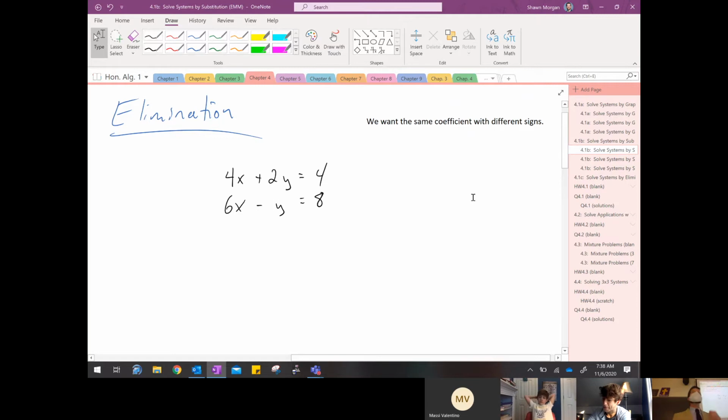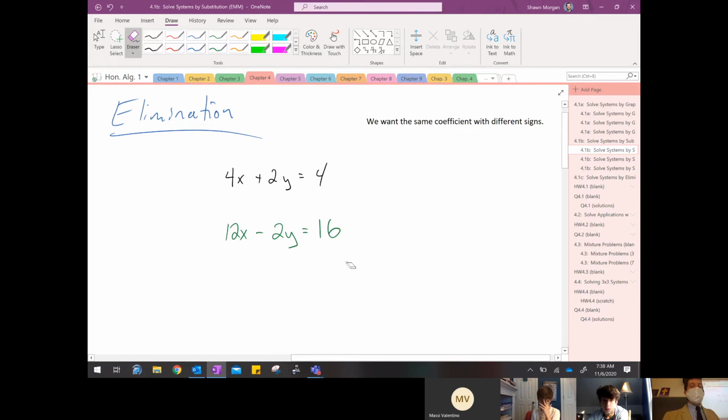Now, the way that we can do that is by using the multiplicative property of equality, which pretty much says I'll do what I want, as long as I do it on the left side, I do it on the right side. Watch what happens. Suppose I wanted to multiply everything on this bottom equation by 2. That would give me 12x minus 2y equals 16.